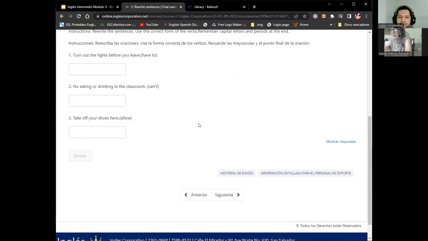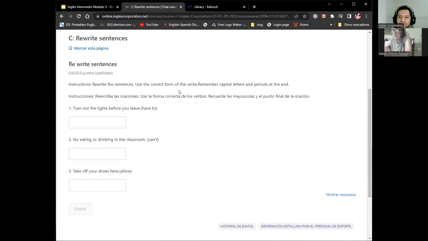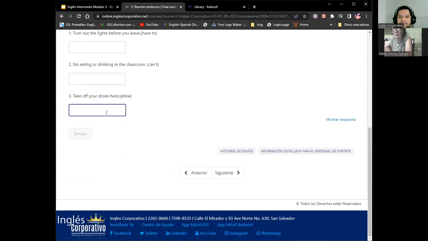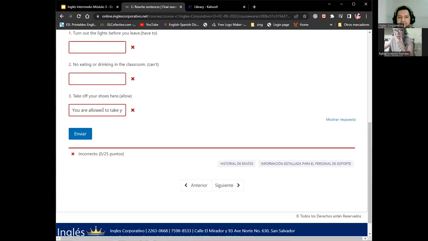Take off your shoes here. You say rewrite the sentences. Use the correct form of the verbs. Remember capital letters and periods at the end. So it seems like what do you write here? Take off your shoes here. Allow. And what is the option that you have written?